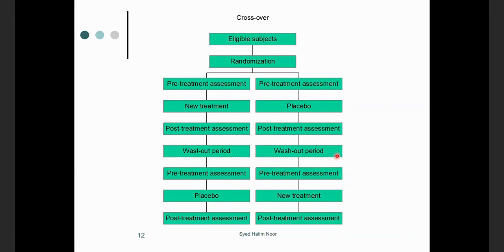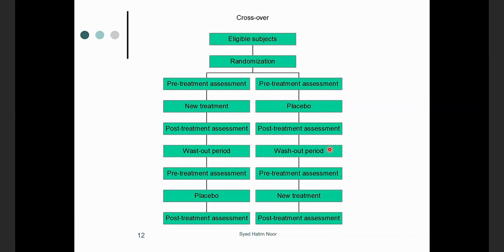Washout period means you clear the drug from your body. For example, I'm in group A, I receive the new treatment. After some time, finish the post-treatment, then I will be given a washout period. That means they will clear the new treatment drug inside my body. Then only I will receive the placebo. So the same participant will receive both treatments, at different times.